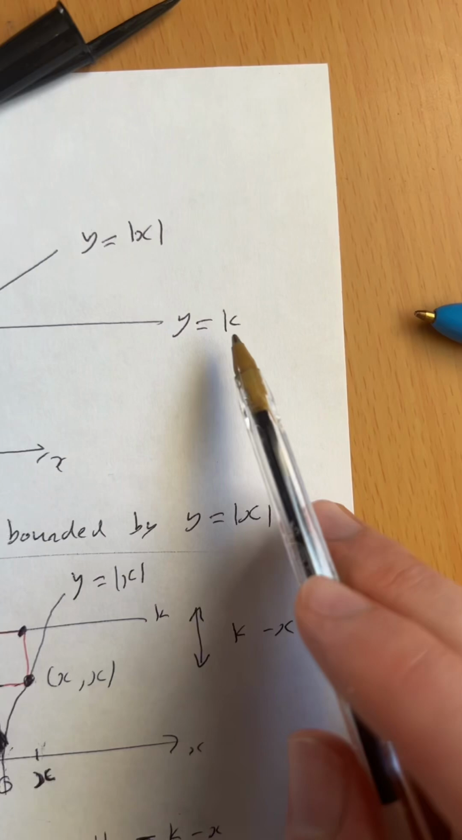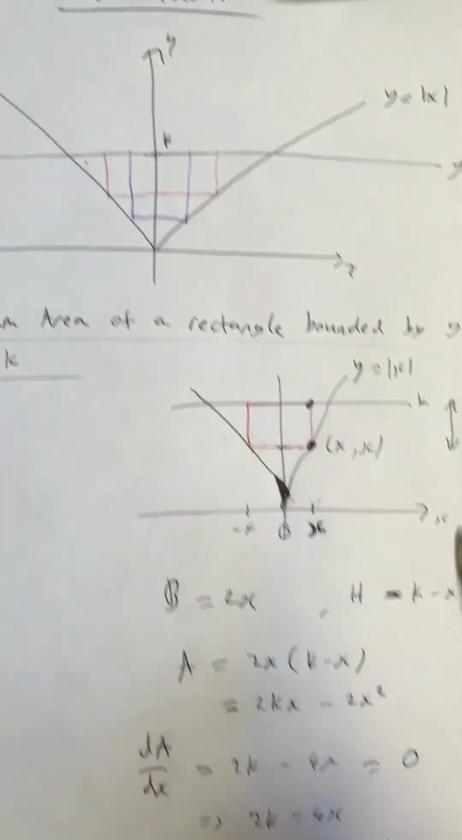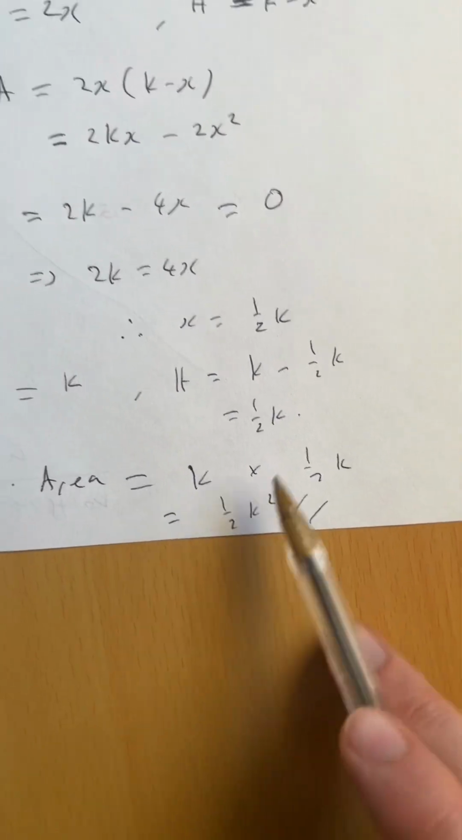So as an example, if k was, let's say, 10, then the maximum possible area, if that was y equals 10, that flat line, maximum area would be 50. That's your maximum possible area that you can have trapped inside the two shapes.